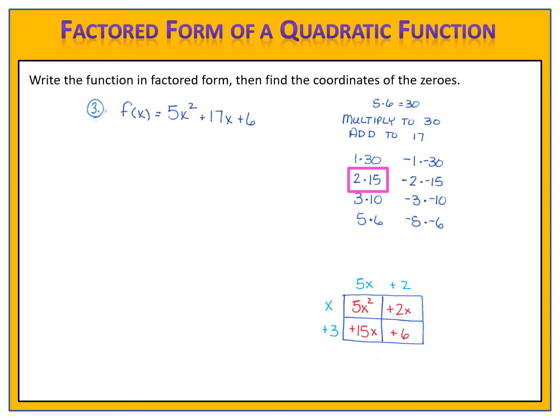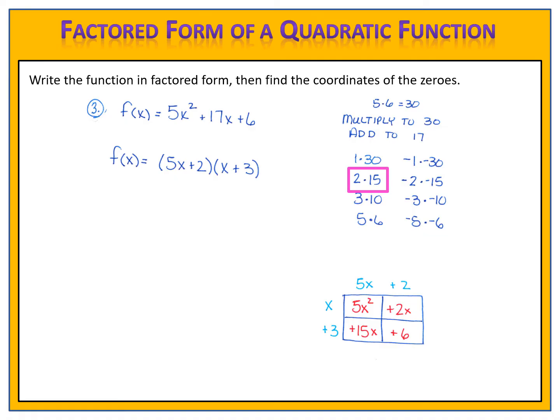The factors are 5x plus 2 and x plus 3. The function was f of x, so the factored form will be written with f of x. The factors 5x plus 2 and x plus 3 give me my factored form of the function.